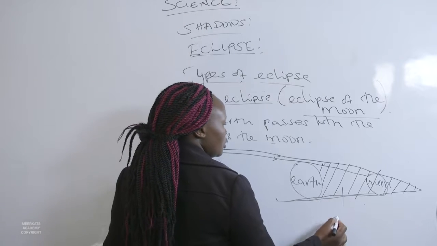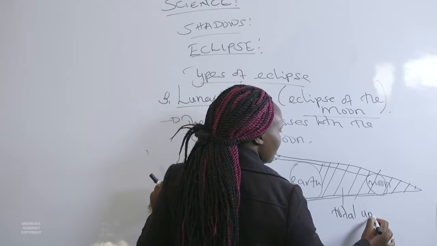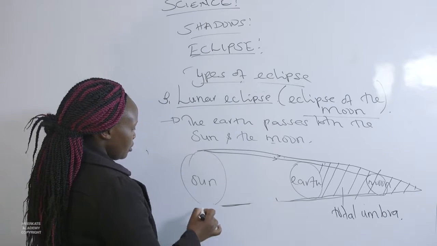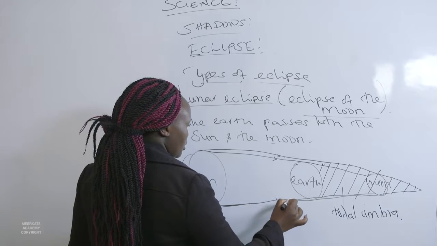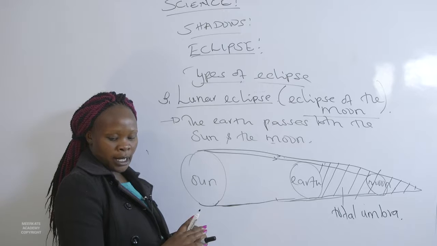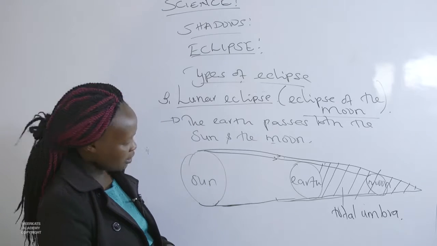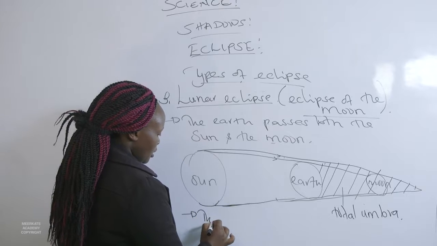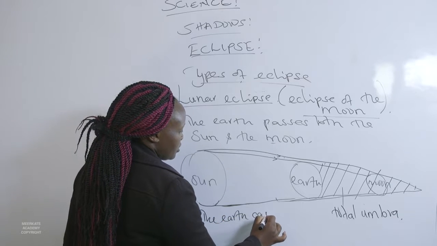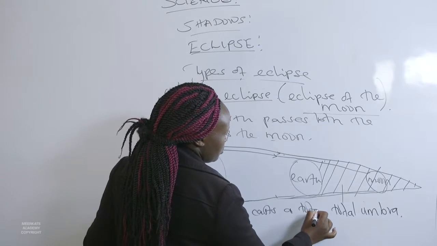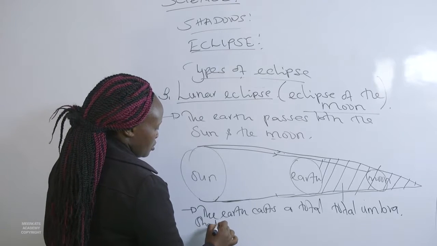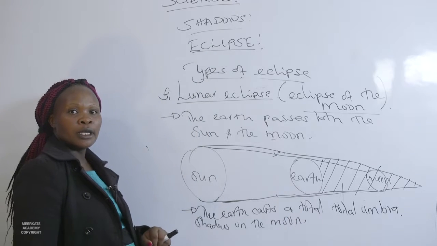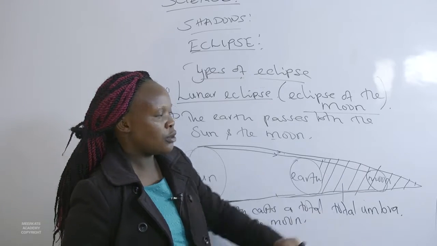So here we have total umbra, courtesy of the earth going between the sun and the moon. However, it is worth noting that here the earth casts a total shadow on the moon. You have a total shadow that is cast by the earth on the moon.